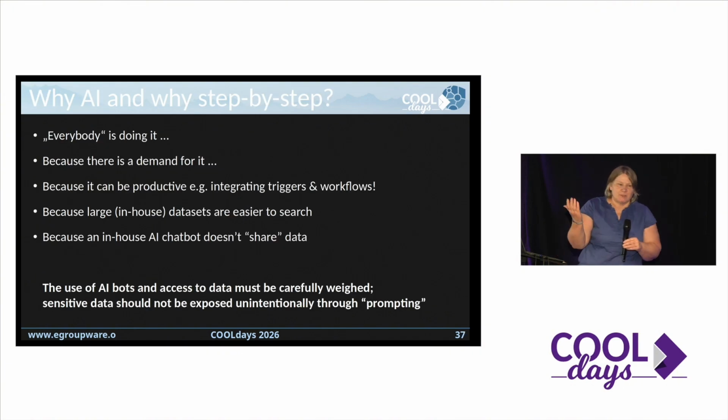So why AI? For sure, everybody does it, and there is a demand for it. And it can be productive, but you need to make sure that the triggers and the workflows are matching what your product does. And because we have large data sets, databases with a lot of data and a lot of confidential data, it's often much easier to search using full text, for example.